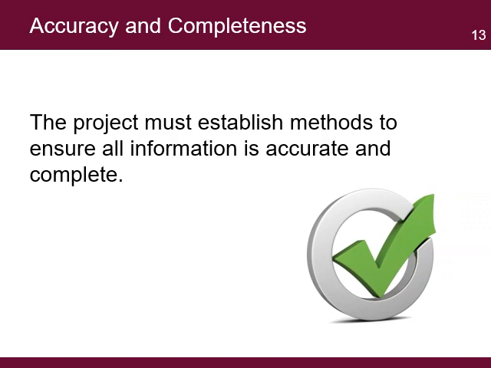Accuracy and completeness. The quality of the information depends on its accuracy and completeness. Accuracy is the degree of closeness of the information to its actual source. The various processes to manipulate information increase the chances for information to be inaccurate or incomplete. The project must establish methods to ensure all information is accurate and complete.